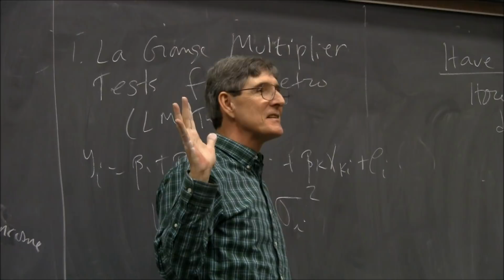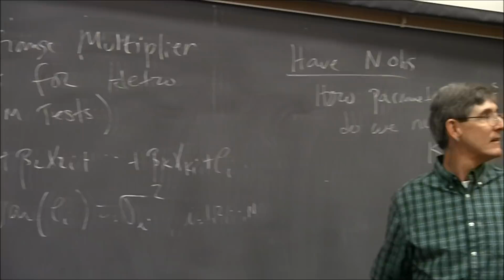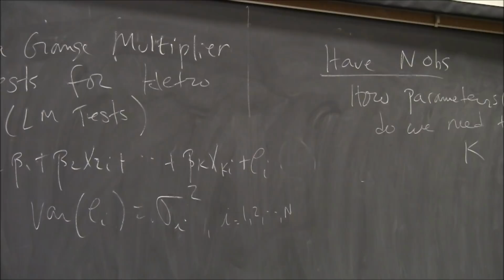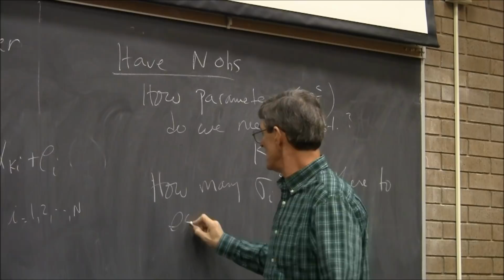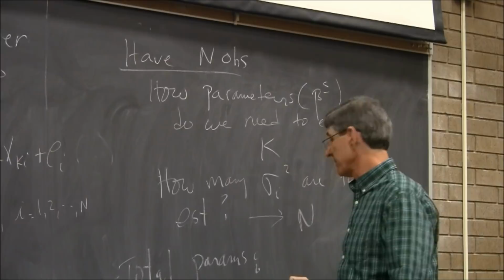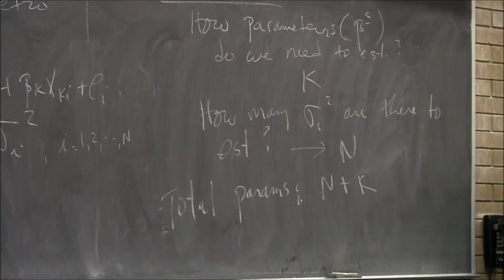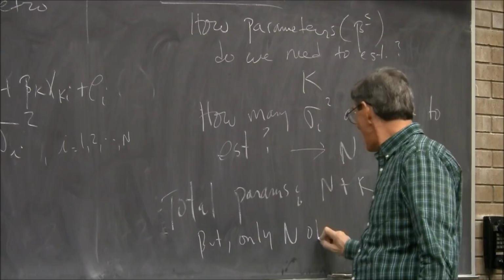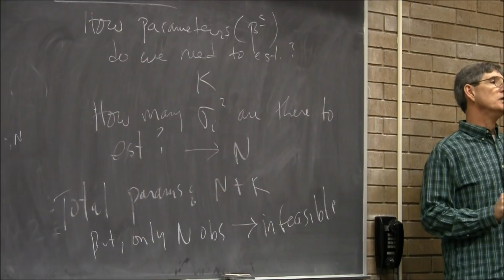How many variances are there here? i goes from 1 to n. So how many sigmas are there? There's n of them. So how many sigma_i squared are there to estimate? The answer is n. So what's the total number of parameters? n plus k. How many pieces of data do you have? n. But with only n observations, it's infeasible. There's no possible way to estimate more than n things with only n observations. You need at least one observation for each thing you're trying to estimate.